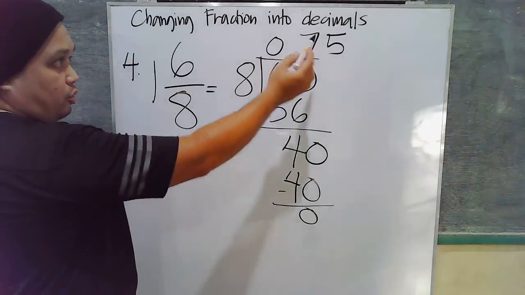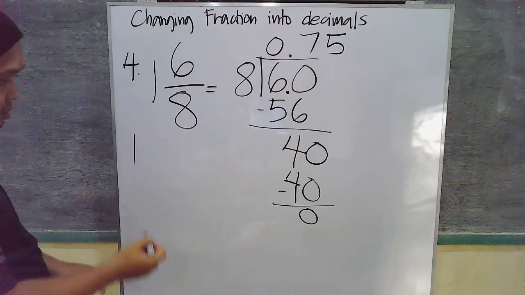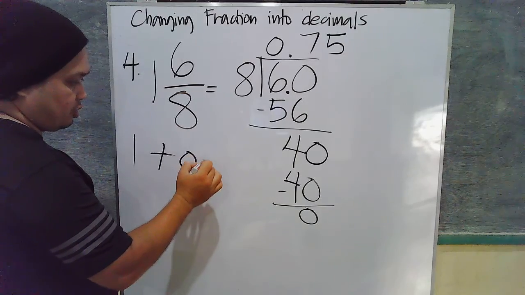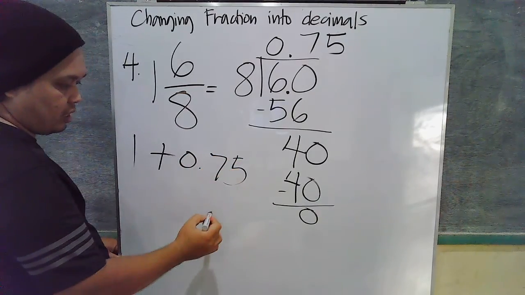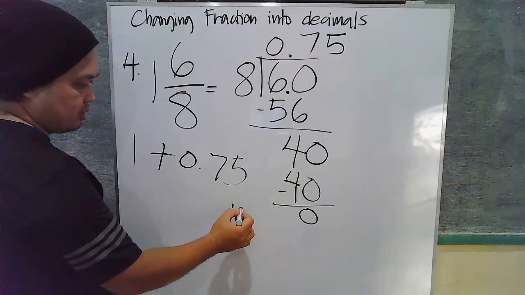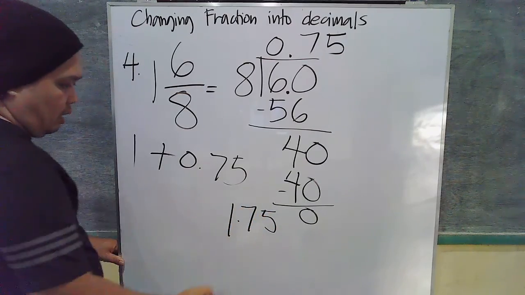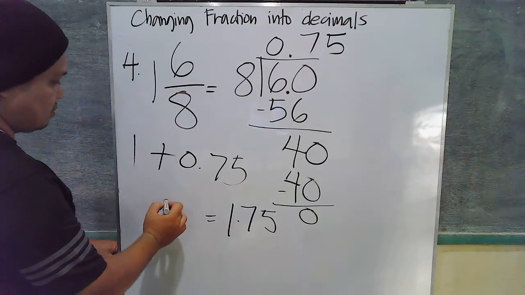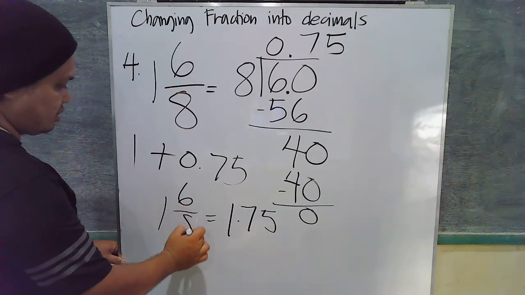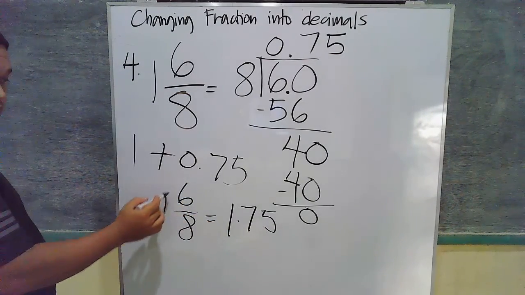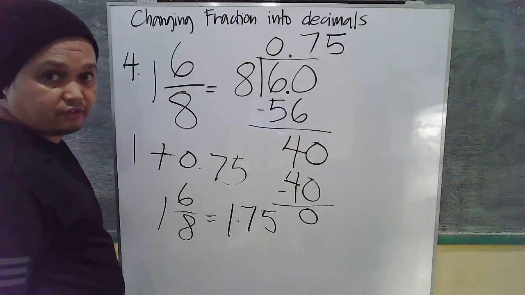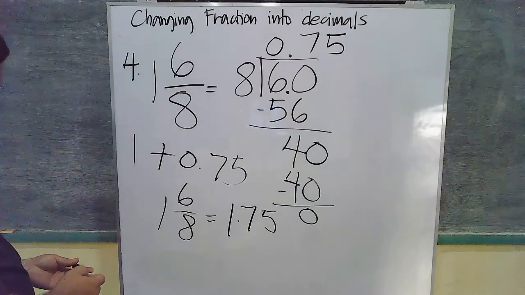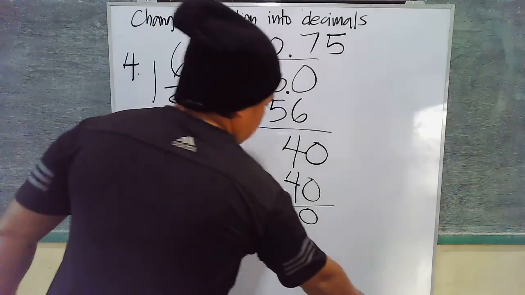So we have 0.75. Now let's add 1 for the whole number plus 0.75. So we have 1.75. For our decimal number, 1 and 6 over 8 is equal to 1.75 in decimal form. We have changed the fraction into a decimal number.